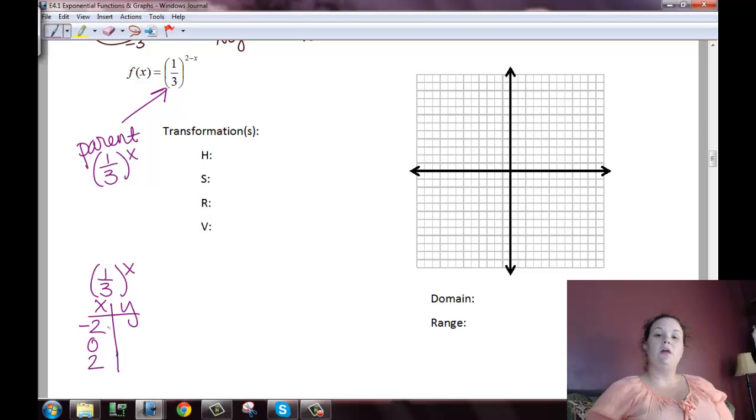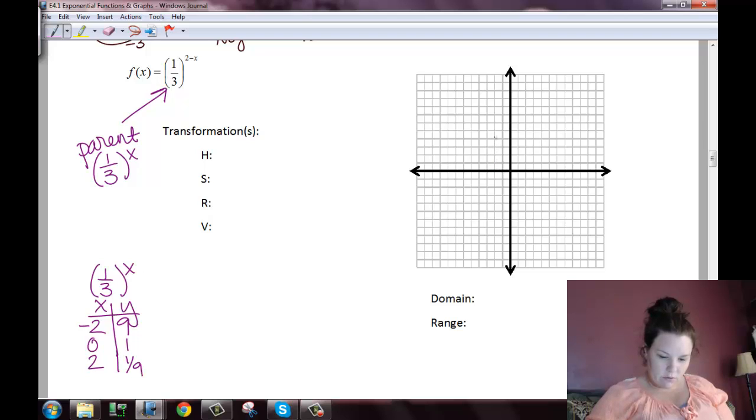Okay. If I do 1/3 to the negative 2, that flips it, which makes it 3/1. And then square it, that gives me 9. 1/3 to the 0 is 1. 1/3 squared is 1/9. I'm going to go ahead and graph it. It should be decreasing because 1/3 is between 0 and 1. So at negative 2, I'm up at 9.